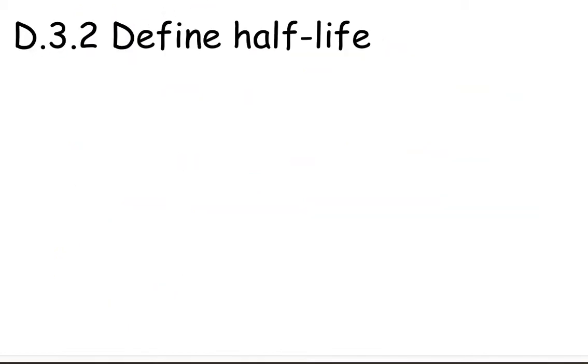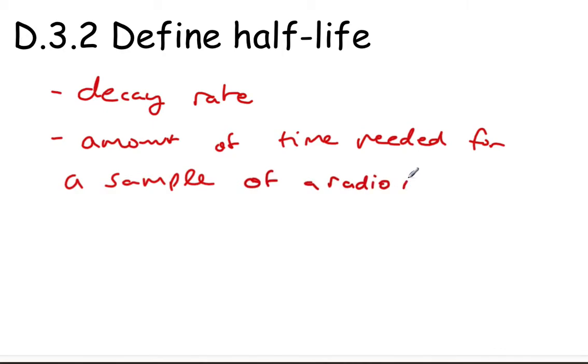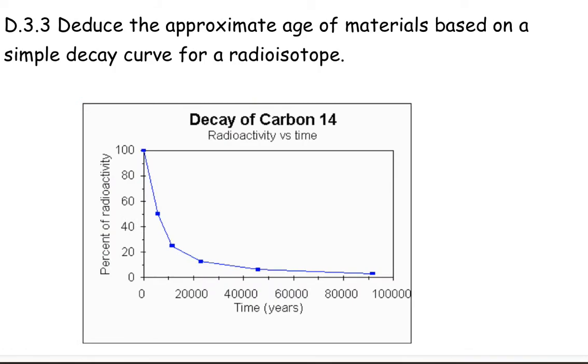Next, define half-life. This is basically the same thing as the decay rate. How you define it is the amount of time needed for a sample, typically a sample of a radioactive isotope or radioisotope, to decay to 50% of the original amount. This becomes really easy to use in terms of calculating age when you graph it on a decay curve, which is the next assessment statement.